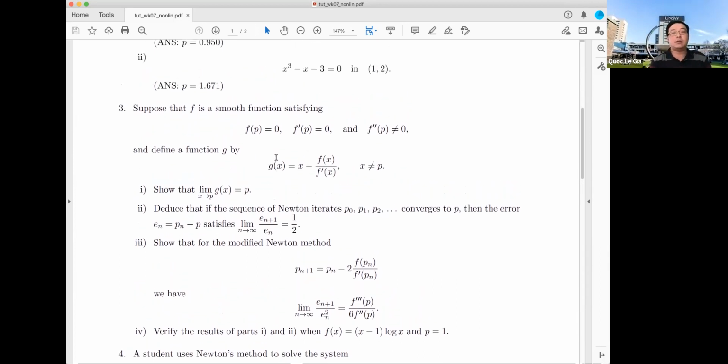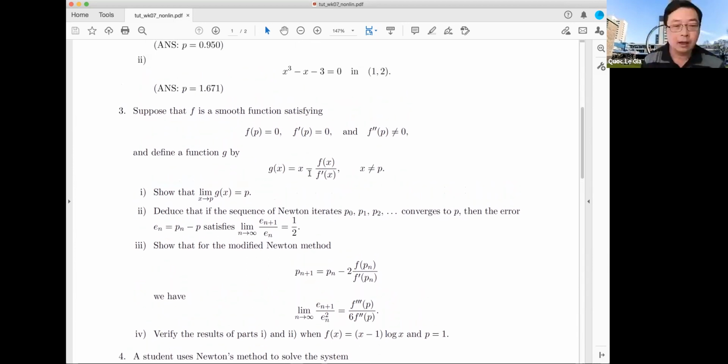So suppose I make the function g to be x minus f of x over f prime. So show that the limit of g of x when x goes to p equals p, yeah. So now we do it step by step. So this is question 3.